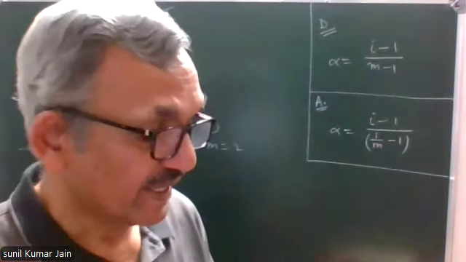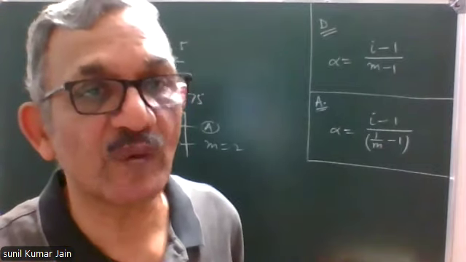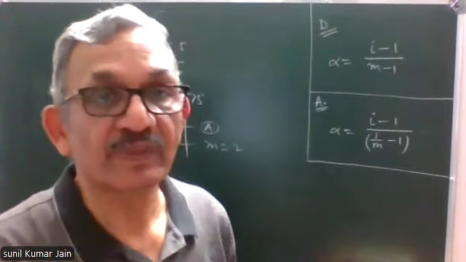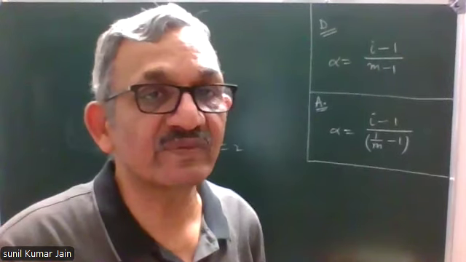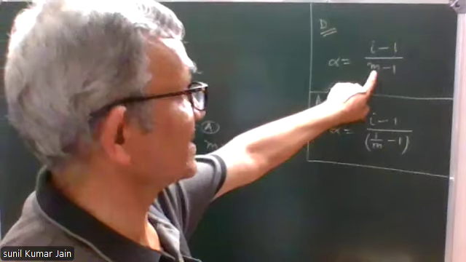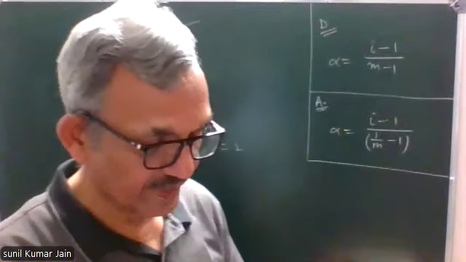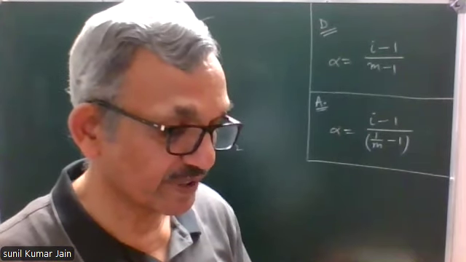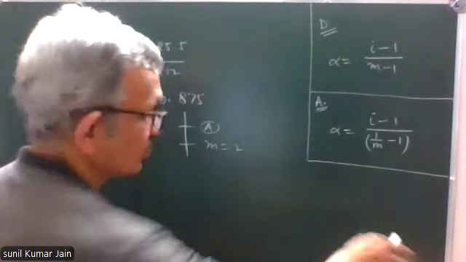Numerical number 3. A decimolar solution. Decimolar means molarity is 0.1. A decimolar solution of an ionic solute AB2. Ionic solute AB2. It means one molecule will give 3 ions. In this case, value of m will be 3, right? Exerts an osmotic pressure of 4.6 atm at 28.2 degrees centigrade. Calculate percentage dissociation of solute.